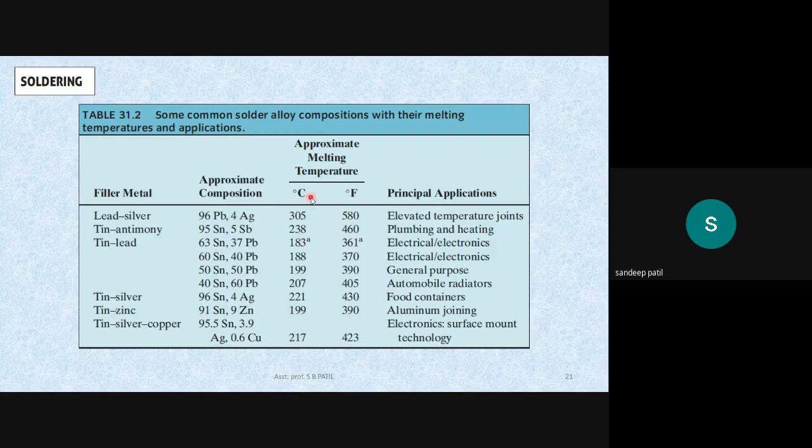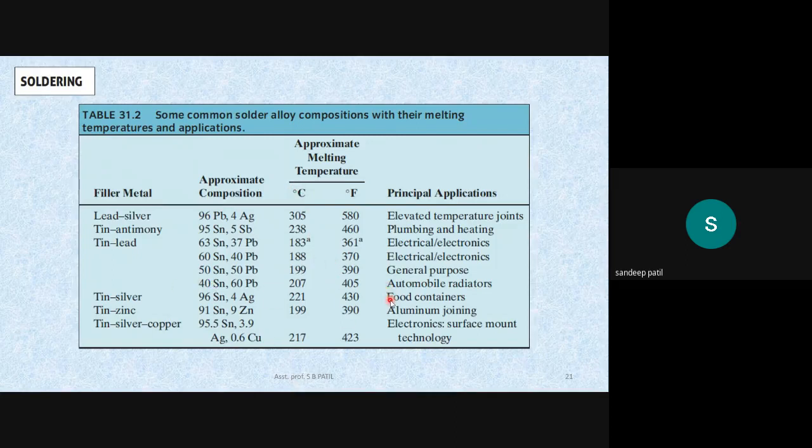So if you can observe here, the approximate melting temperature for all these filler metals is below 450 degrees Celsius. That is why the term is different. It is not similar to that of brazing, so we cannot term it as brazing. So this is the soldering process.